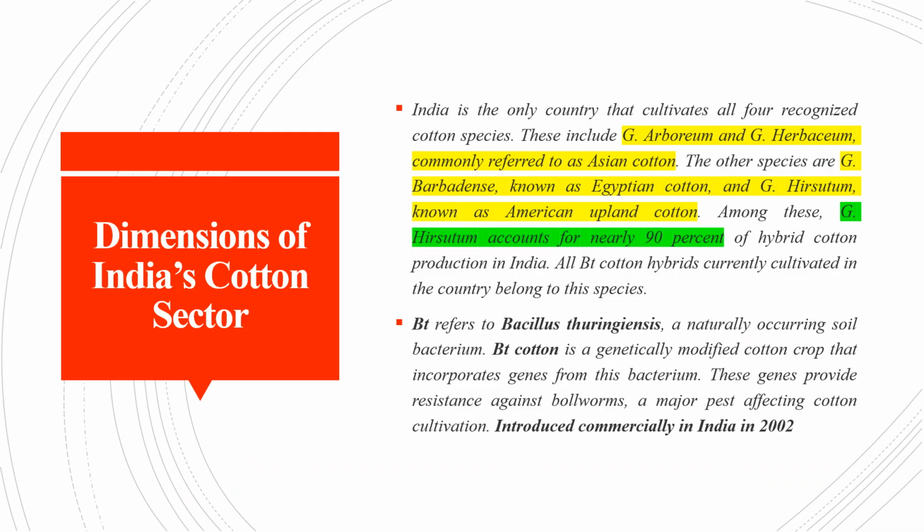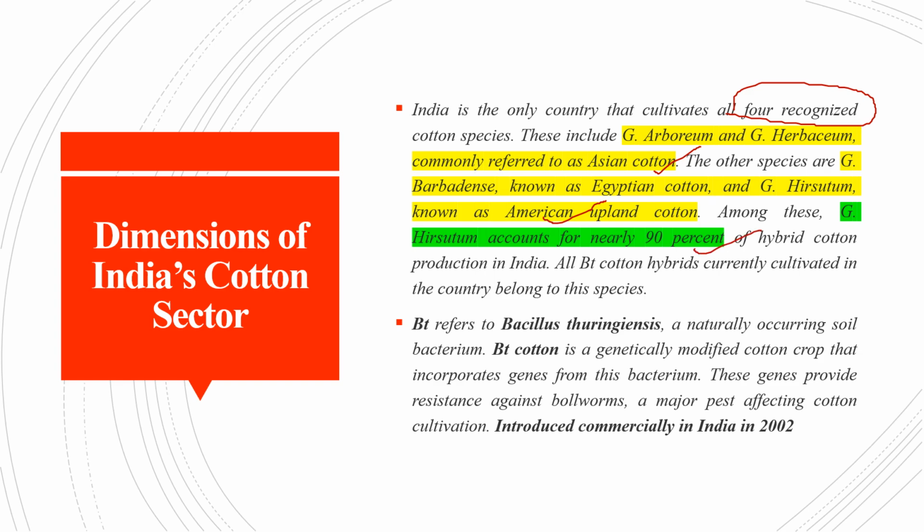So if you look at the dimensions of Indian cotton sector, it has all four recognized cotton species, that is Gossypium arboreum and Gossypium herbaceum, commonly called as Asiatic cotton, Gossypium hirsutum and Gossypium barbadense, which is called as American upland cotton. Among these four, Gossypium hirsutum constitutes about 90% of hybrid cotton in India.